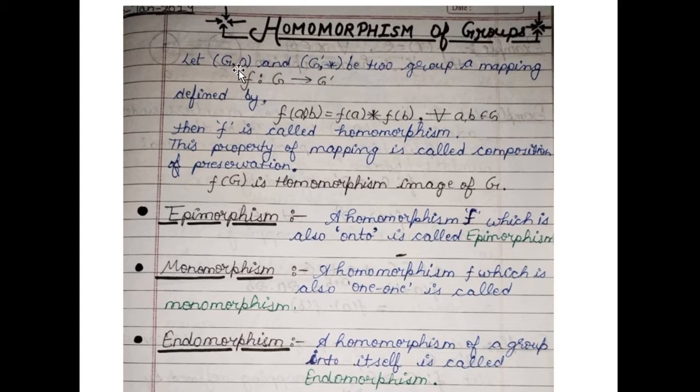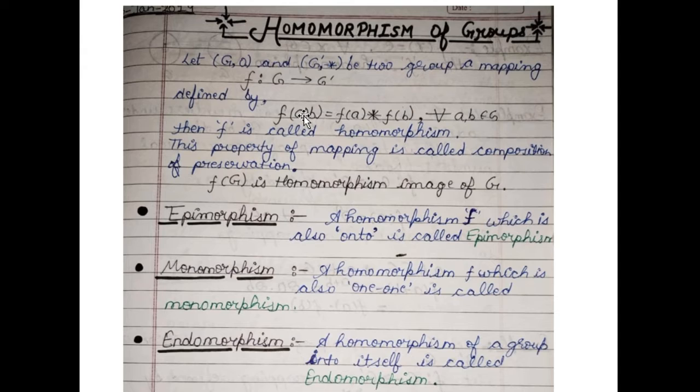Let there be two group structures. One is G with respect to operation O, the other is G dash with respect to star operation. Then we define a mapping F from G to G dash such that F of A operation B is equal to FA star FB, where all A, B belong to G. That means this mapping F is called a homomorphism if it preserves composition.